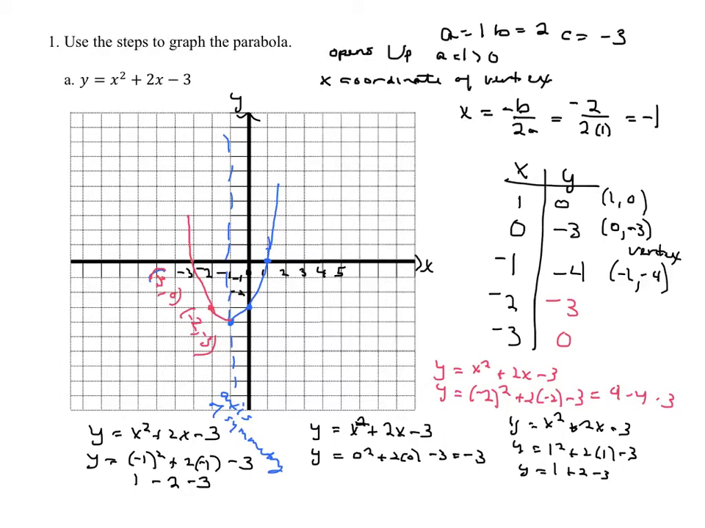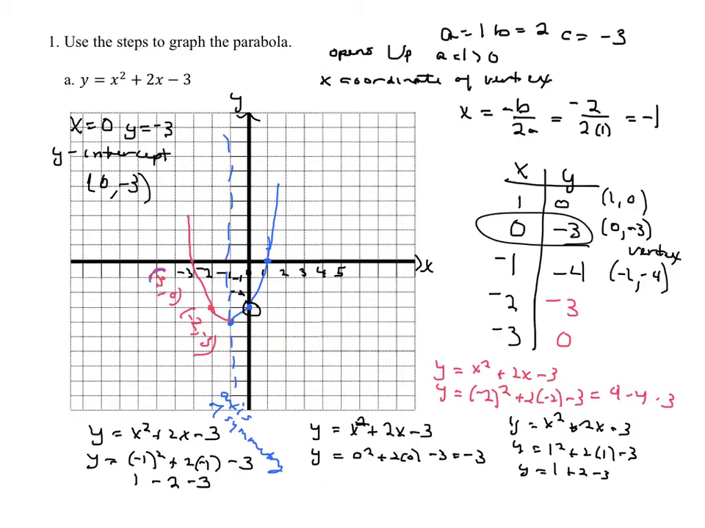Now we can answer the other two questions. Well, where does the graph cross the y-axis? Well, when x is 0, y is equal to -3 right here. So the y-intercept is the point 0, -3. You put 0 in for x, get y out. There it is. There's the y-intercept right there.